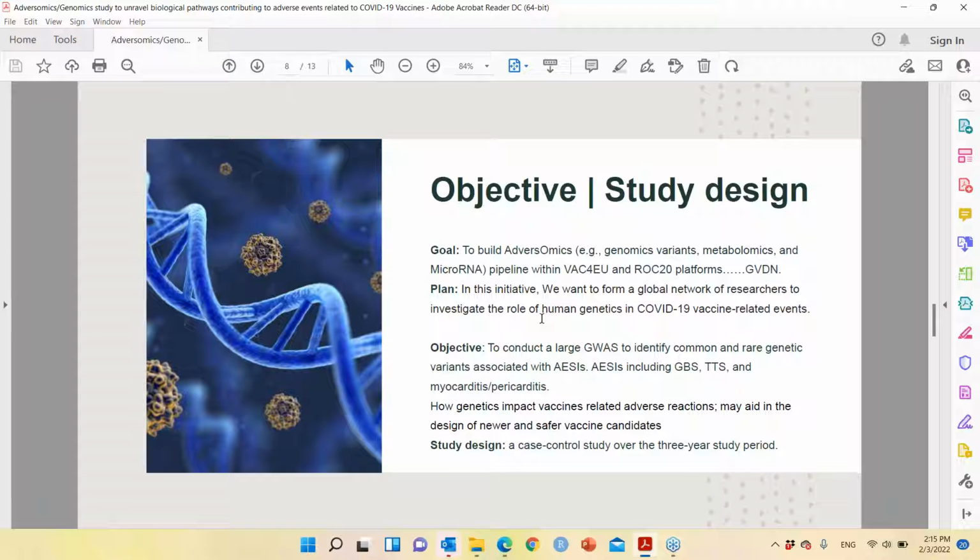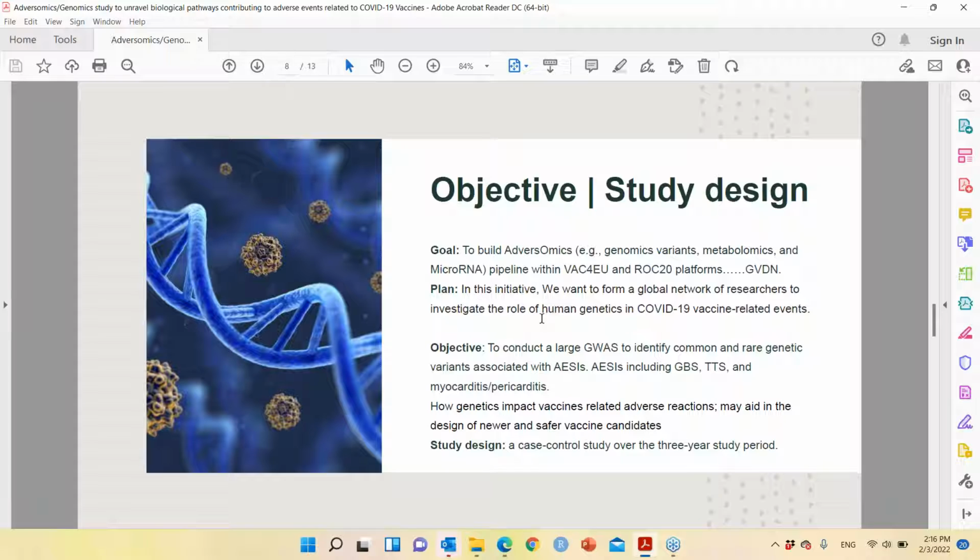The objective that we have in this study is to conduct a large genome-wide association study. In the previous example, I showed you a candidate gene approach. They just selected some SNPs that already showed association with adverse events, but ours has more power because we want to look at the whole genome. The genome-wide association study is the approach in this study to define common and rare genetic variants associated with adverse events of special interest, which are Guillain-Barré, thrombocytopenia, myocarditis, and pericarditis.